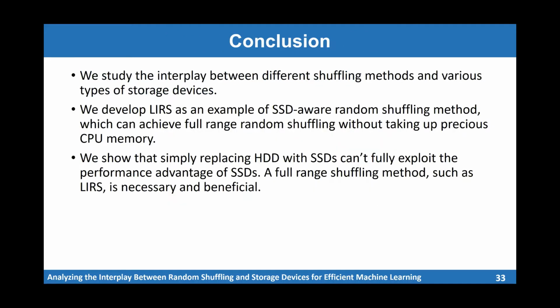In this paper, we study the interplay between different shuffling methods and different types of storage devices. We develop LIRS as an example of SSD-aware random shuffling methods. LIRS can achieve full range random shuffling without taking up precious CPU memory. Finally, we showed that simply replacing hard disk with SSD can't fully exploit the performance advantage of SSDs. A full-range shuffling method, such as LIRS, is necessary and beneficial.